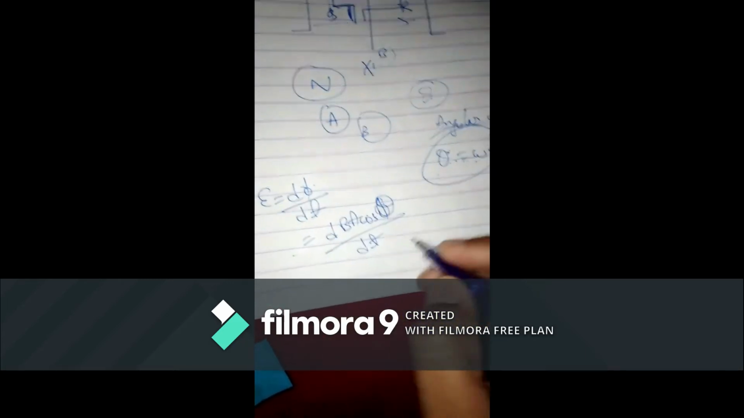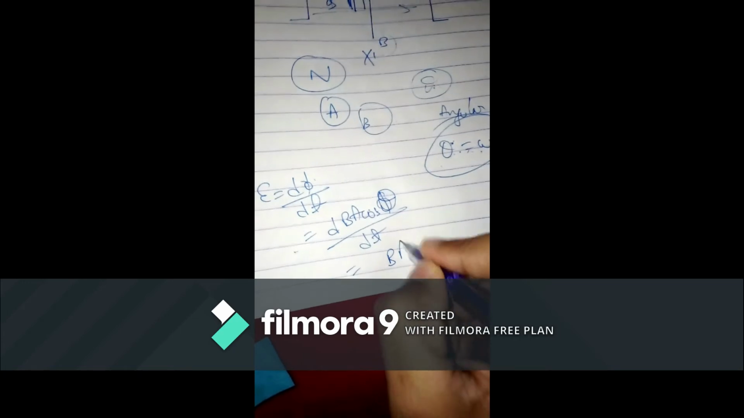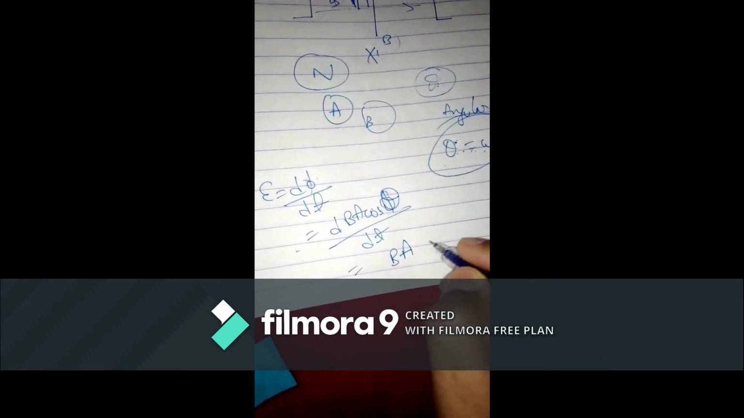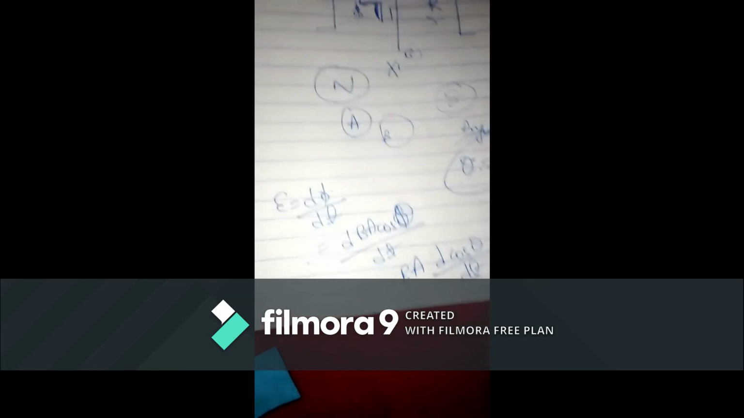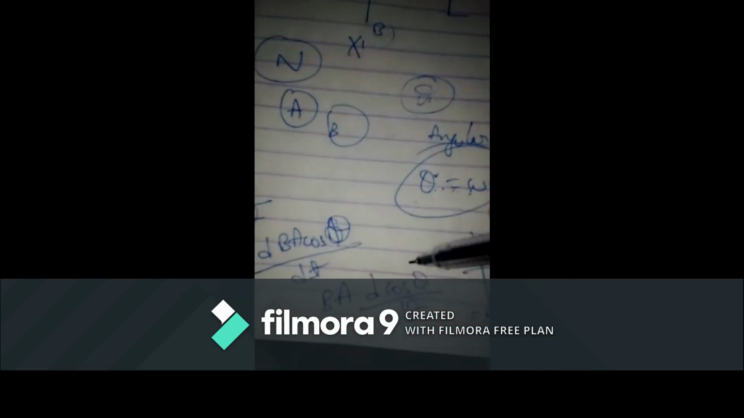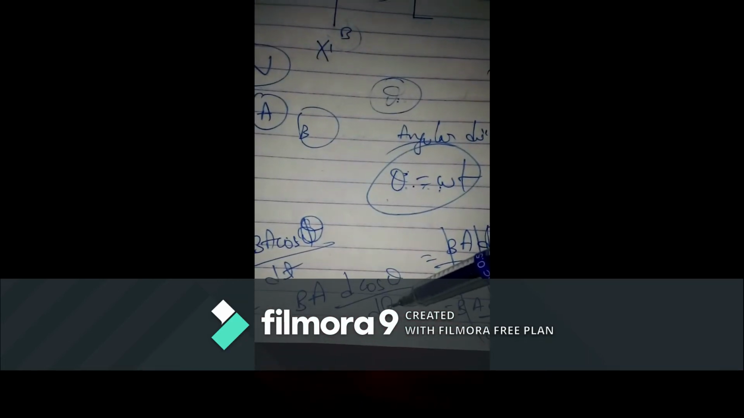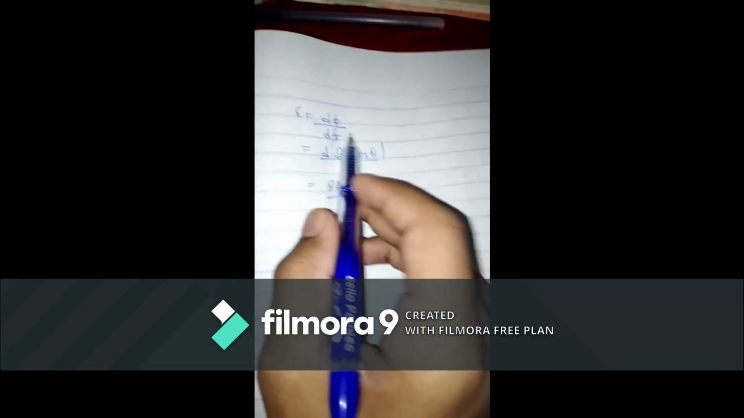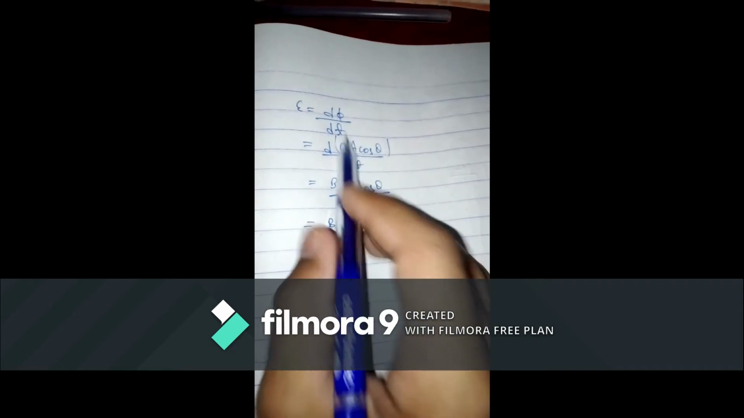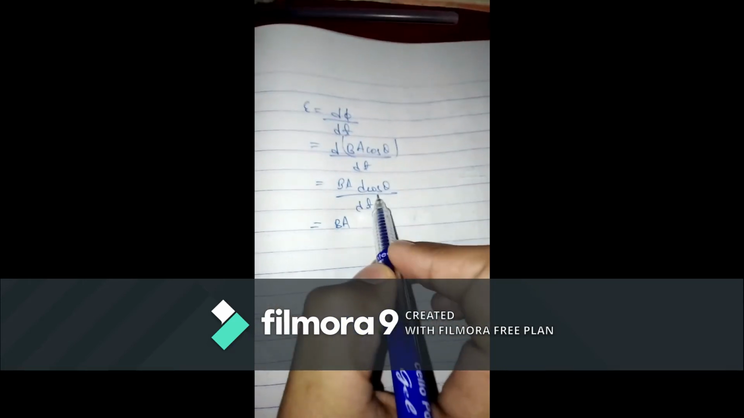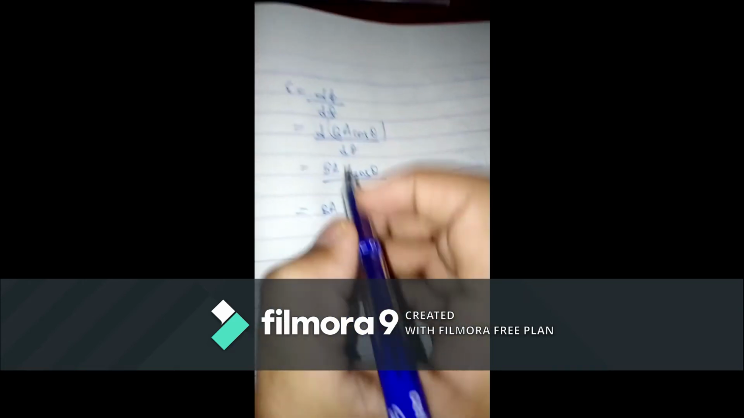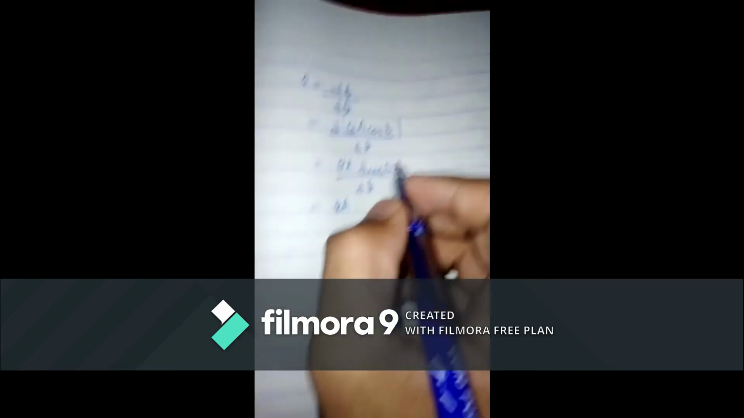First of all, we'll put the constants outside. B and A are constant, so they will come outside, and it will be B A d cos theta by dt. Now for clarity I did it here. E equal to d phi by dt. D phi means BA cos theta by dt. So BA d cos theta by dt. Now we know theta equal to omega t.